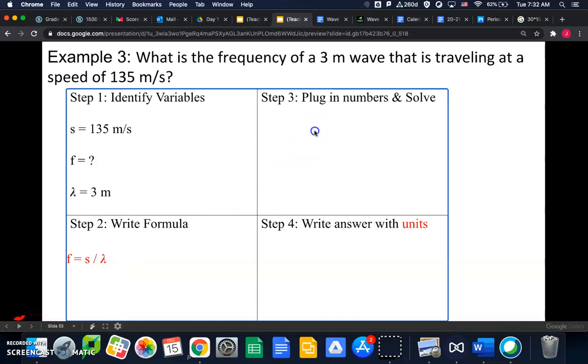We're going to plug in the numbers. So in for S, we're going to put in 135. In for lambda, we're going to put in 3. 135 divided by 3 is 45, so our frequency is 45. We'll write our answer with units. Remember, frequency is measured in hertz. And if you're ever unsure of what the units are, just look at the table that you made at the top here. Frequency equals 45 hertz.